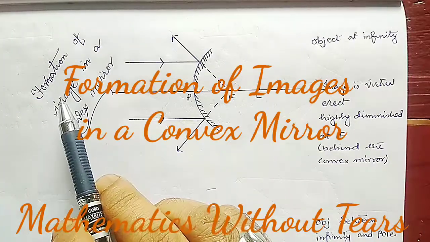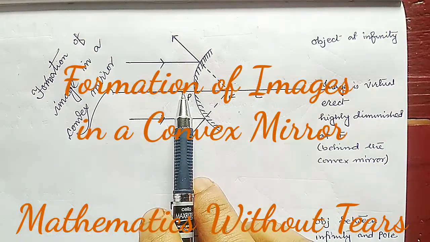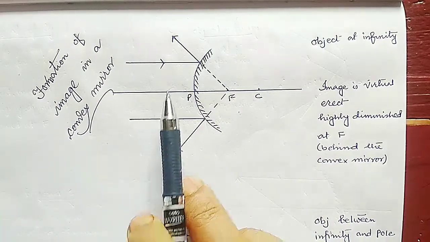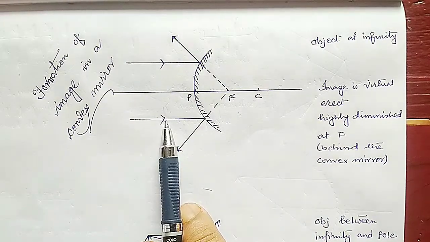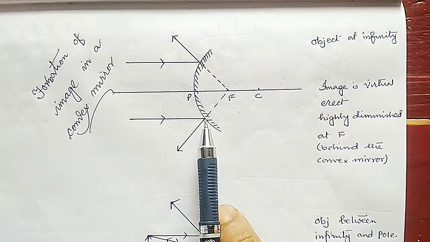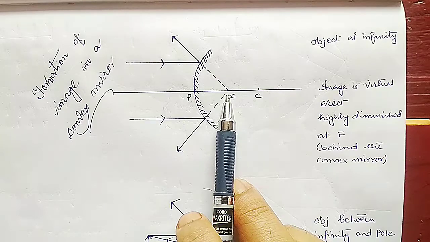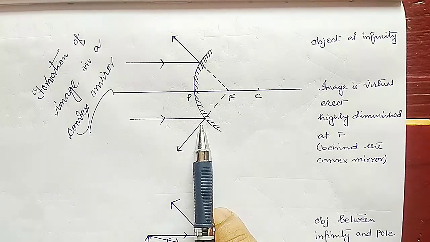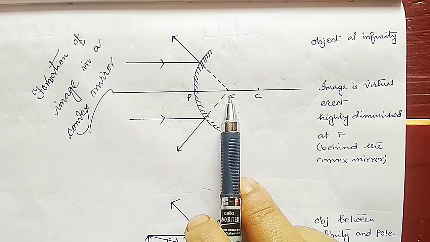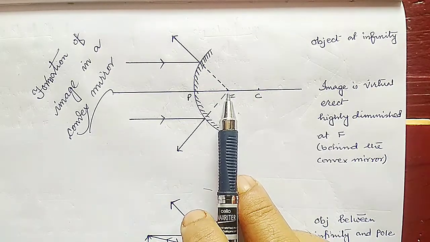Now let me explain the formation of image in a convex mirror for different positions of the object. In the first case, we have considered the object is at infinity. The rays coming from an object situated at infinity are always parallel. So these are the parallel rays, and here we have drawn these rays parallel to the principal axis. When these rays strike the convex mirror, they will diverge outwards as if they are coming from the focus. When this diverging reflected beam enters our eye, these rays appear to come from the point F, which is the principal focus.